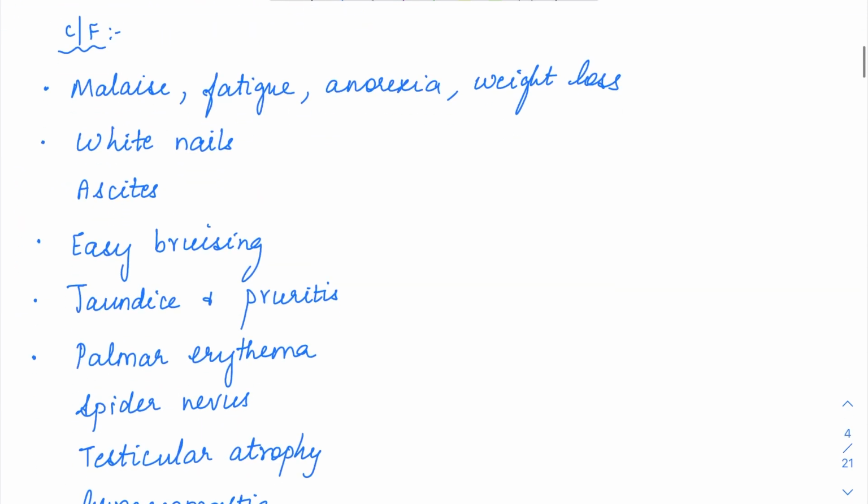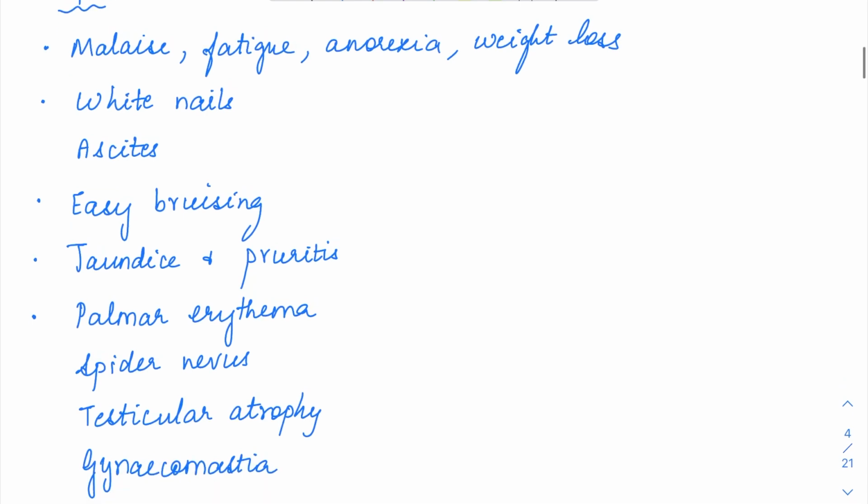So how do these cirrhotic patients present? Cirrhosis will finally lead to end-stage liver failure, or decompensated liver failure. Initially they'll have some generalized features like malaise, anorexia, weight loss and fatigue. Later on, the patient will start developing white nails, also called leukonychia, which is because of hypoproteinemia. There is going to be hypoproteinemia in cirrhosis, and this will result in the formation of white nails.